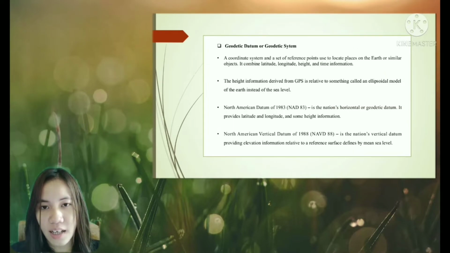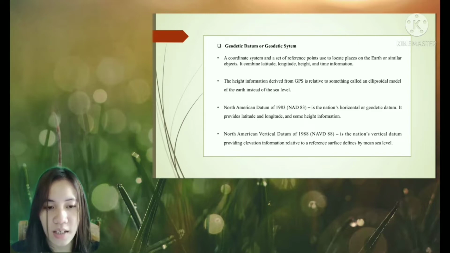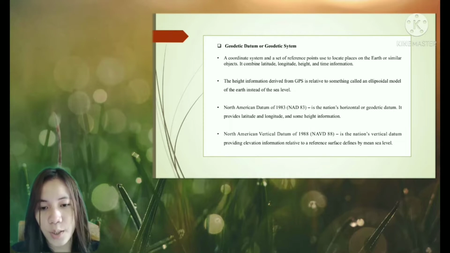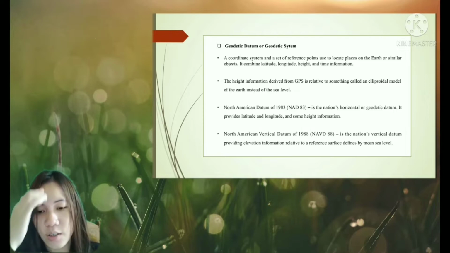What is a geodetic datum? A geodetic datum or geodetic system is a coordinate system and a series of reference points used to locate places on the Earth or similar objects. It combines latitude, longitude, height, and time information. So let's define first latitude. Latitude is the geographic coordinate that specifies the north-south position of a point on the Earth's surface. Then longitude is the geographic coordinate that specifies the east-west position on the Earth's surface.